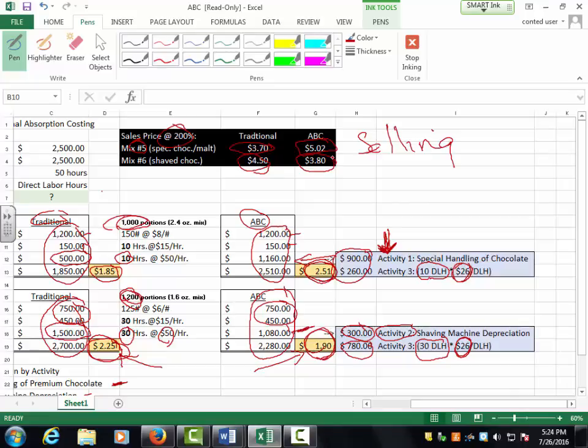So, ta-dum, that's the grand finale. Is the traditional approach a better approach, or is activity-based costing? And as you can see, the selling price changes based on which approach you use. I hope this is helpful. I know it's a tough chapter. Again, make sure you read the chapter, walk through it very slowly, look at all the numbers, and I think you'll be fine.